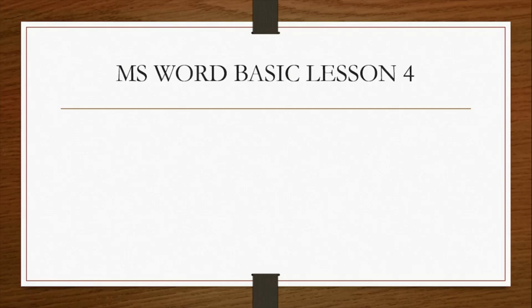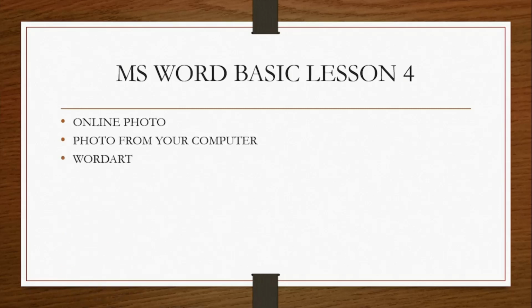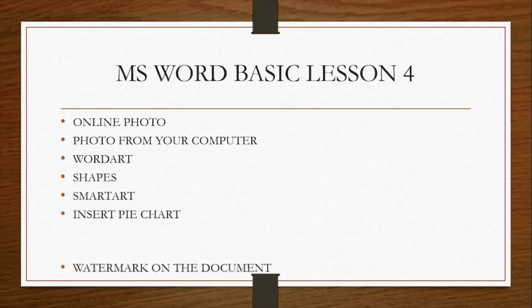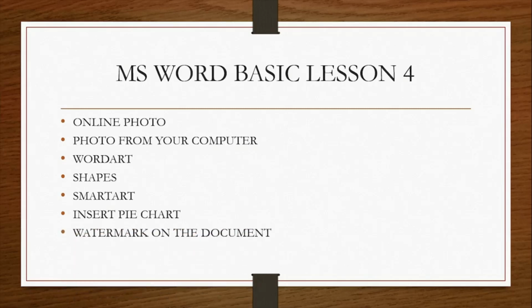Alright, in Lesson 3 we looked at word count, spelling and grammar, and how to translate. Right, so here in Lesson 4, what we're going to be looking at is how to put an online photo on the document, a photo directly from your computer, and how to use WordArt. We're also going to look at some different types of shapes, and SmartArt, which some of you might have heard of in PowerPoint. We're going to show you that. Insert a pie chart, yes, some of you might be familiar with it from Microsoft Excel. And, very important, a watermark on the document.